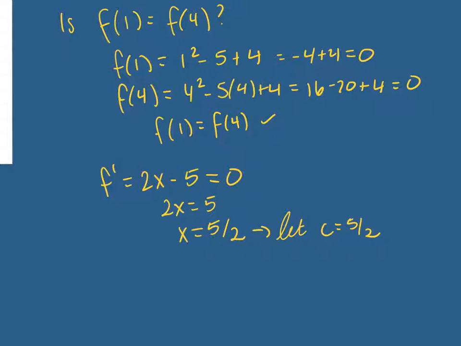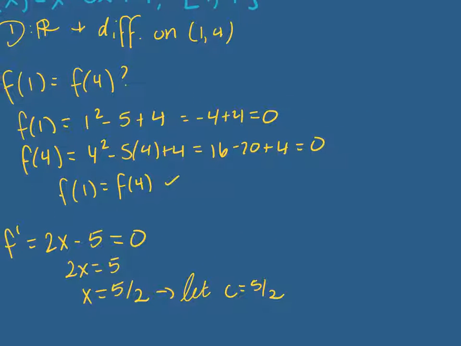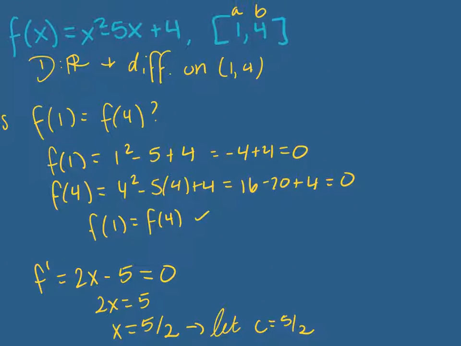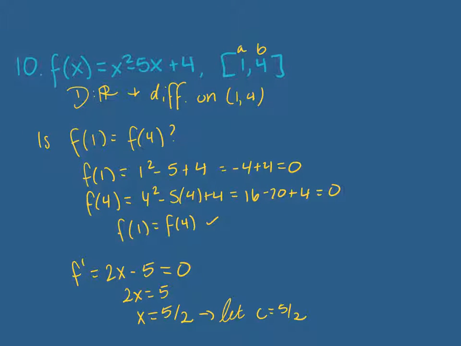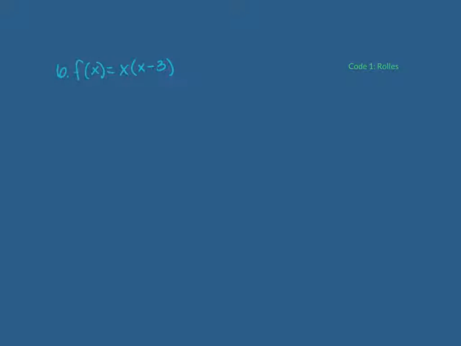Now, make sure that that c is in between 1 and 4. So let's just double check. 5 halves is greater than 1, but less than 4. So we're good, okay? Let's look at another one.